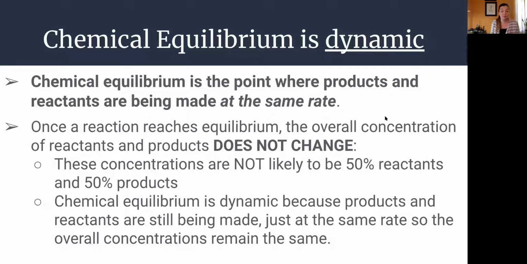Chemical equilibrium is the point in a reversible reaction where the products and the reactants are being made at the same rate.